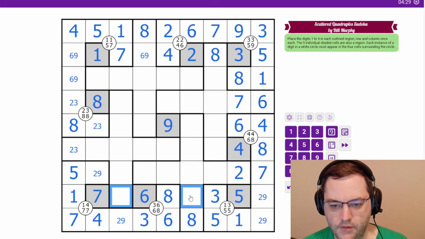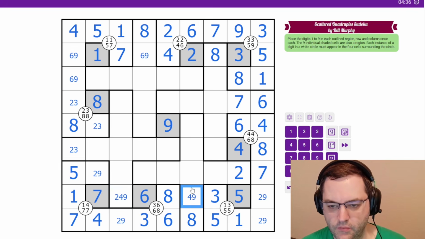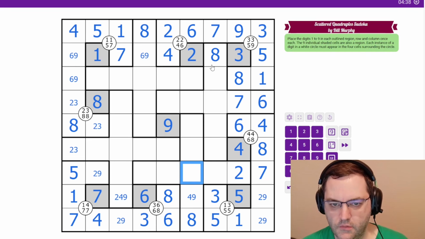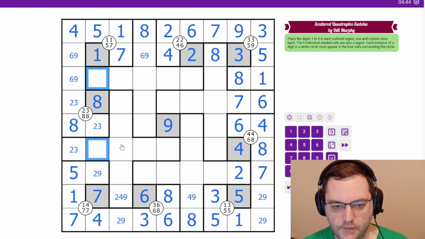Alright, across here we need 2, 4, and 9. This can be any of them. This cannot be 2, for multiple reasons. And here, we still need a 6 to go with the 2, 3, 9. That is not very restricted.